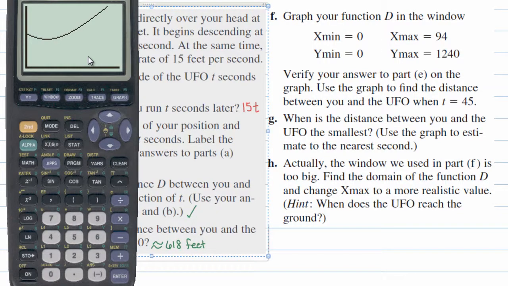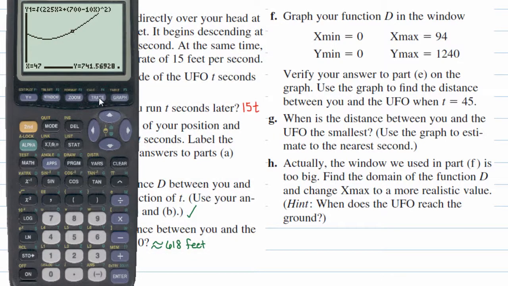Now it does say verify your answer to part E on the graph, and remember our answer to part E is that when t equals 10, we're roughly at 618 feet. You can do this one of two ways. Actually, I think you have to hit the trace button. So if you hit the trace button here first, it gives you coordinates, and you could type in the number 10 and hit enter. And you'll see that the y value, which corresponds to our distance, is 618, roughly.